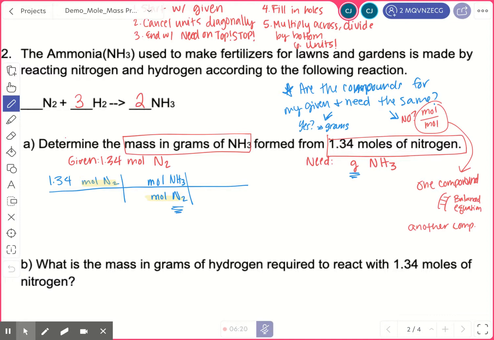So if I have moles of NH3 on the top here, then I have to have moles of NH3 down here. Now that I have moles, I can go to grams of NH3. I can go to grams because by knowing that I have grams over mole, I can use the magical molar mass. When we have grams over moles or moles over grams, we're going to use the molar mass. Okay, so now I have to ask myself, do I have what I need on top? I need grams of NH3 and I have grams of NH3 on top. So what do I do? I stop.